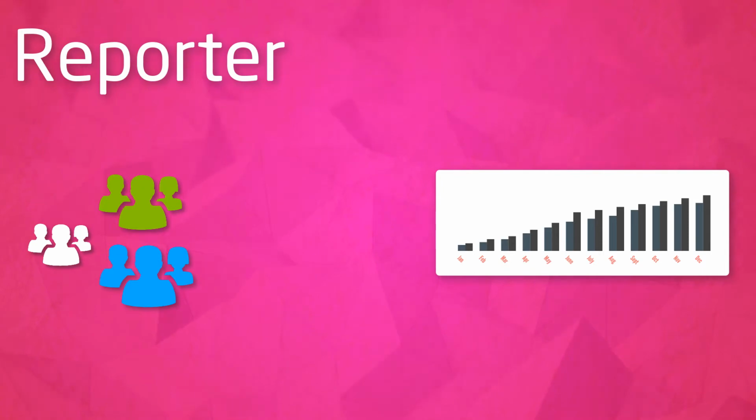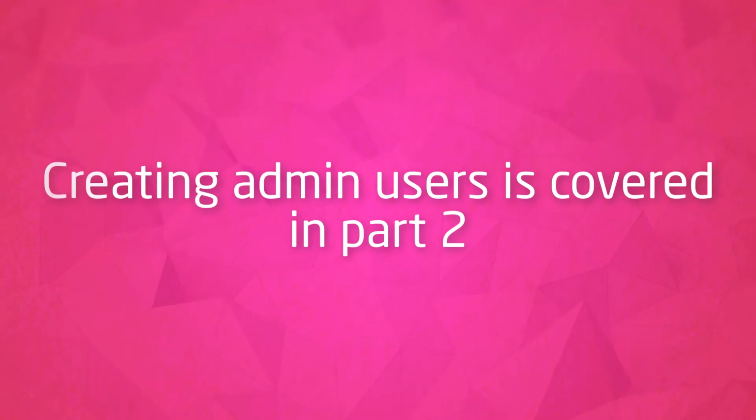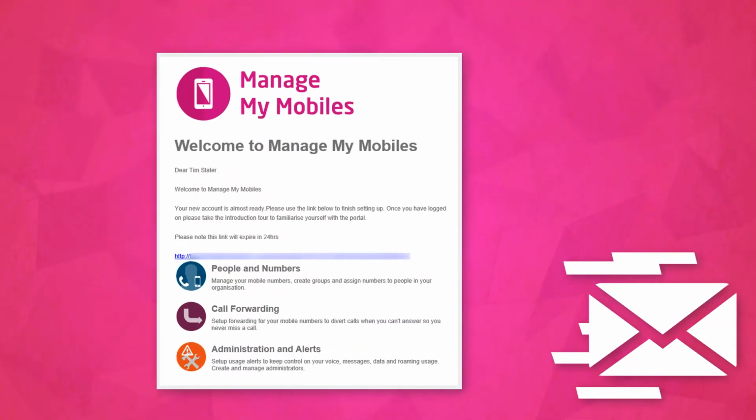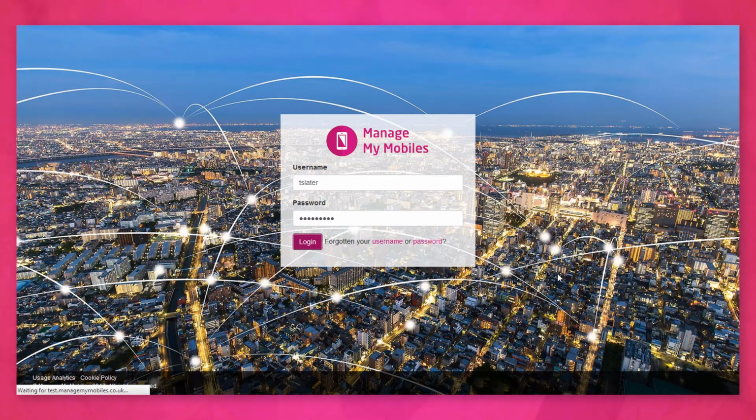and allocate mobile numbers. Note that you don't need to create an admin profile on this portal for every mobile phone user in order for their mobile service to work, only if you want to grant them access to this portal to change their settings or report on the service. We'll cover creating users for this website in part 2. Once your provider has set up access for you, you'll get an email with a link to log in. Once you log in, you'll see this page.